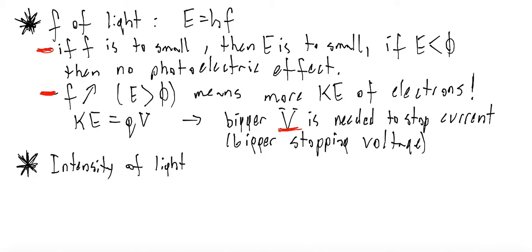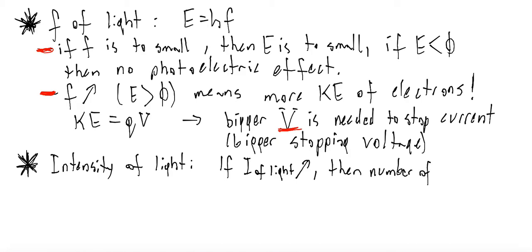What does it mean? Intensity of light means number of photons. So if intensity of light increases, then the number of photons also increases. We have more photons. More intense light means more photons. But each photon has the same energy because intensity doesn't influence energy of single photon. Only frequency influences energy of single photon.